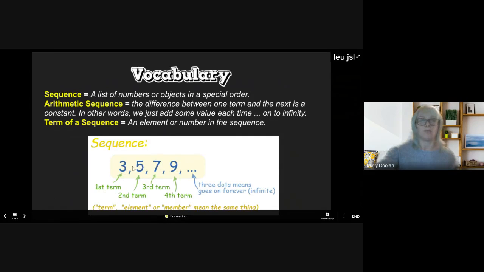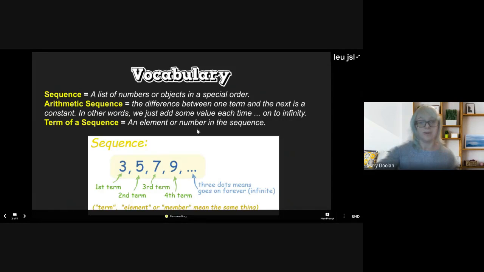Second term is 5. The terms of a sequence are just the elements or the numbers in the sequence. So that's what these things are here. 3, 5, 7, and 9, those are all terms, and you can refer to them by their order. The first term is 3, the second term is 5. Okay, the comma and then the dot, dot, dot, this means that our sequence goes on forever. It goes on to infinity.